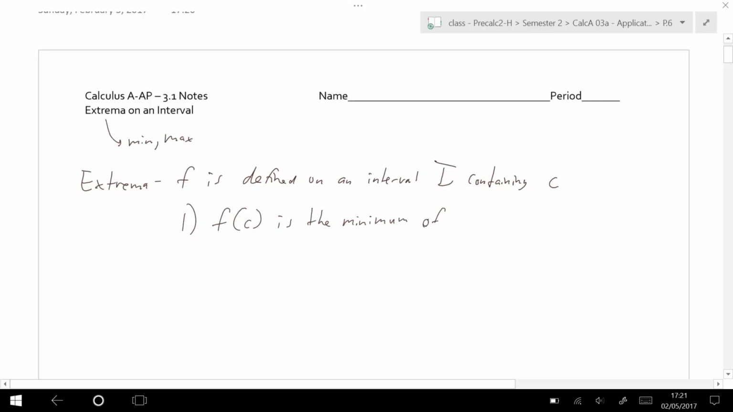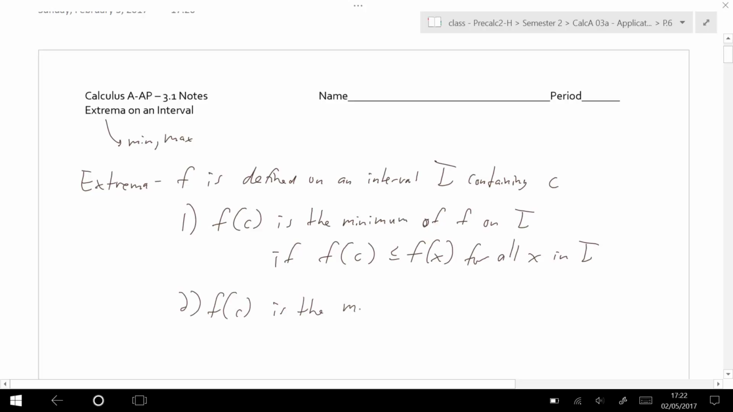value of f on I if f of c is less than or equal to all the other f of x's for all x in that interval. And then I can also say that f of c is the maximum of f on I if f of c is greater than or equal to f of x for all x in that interval.